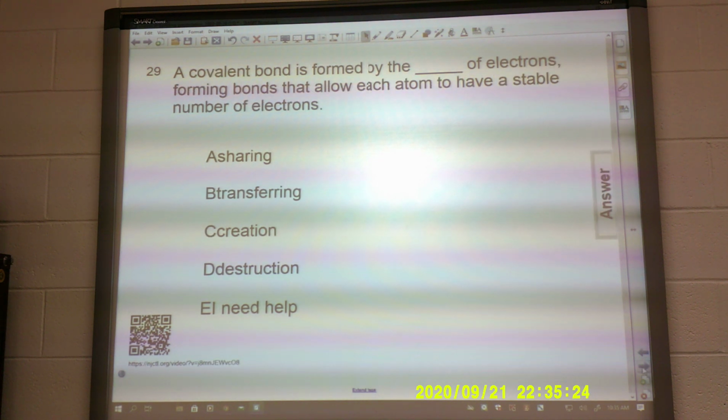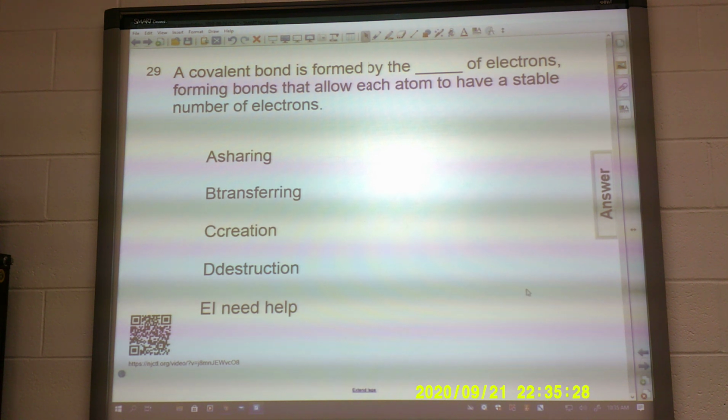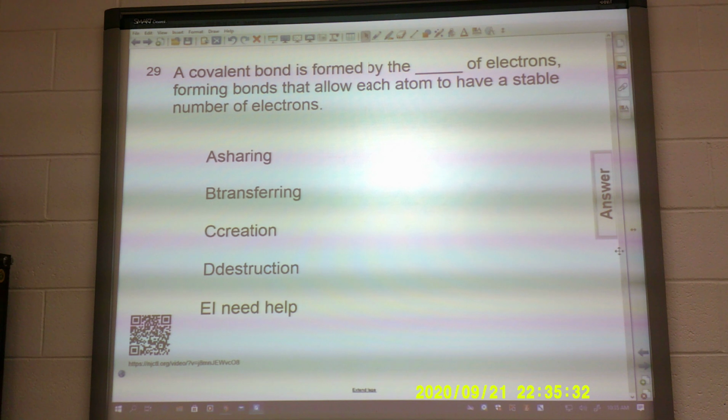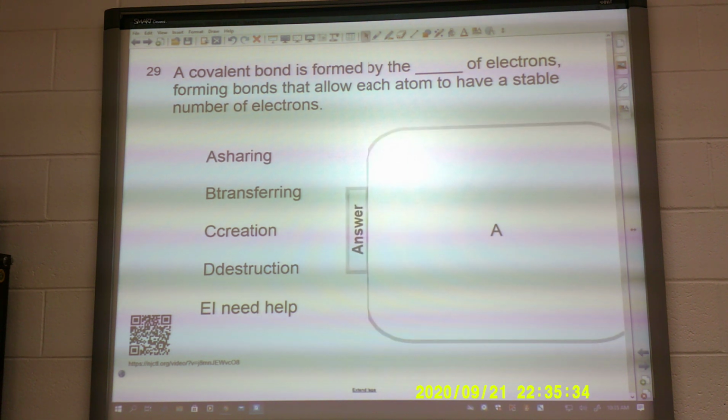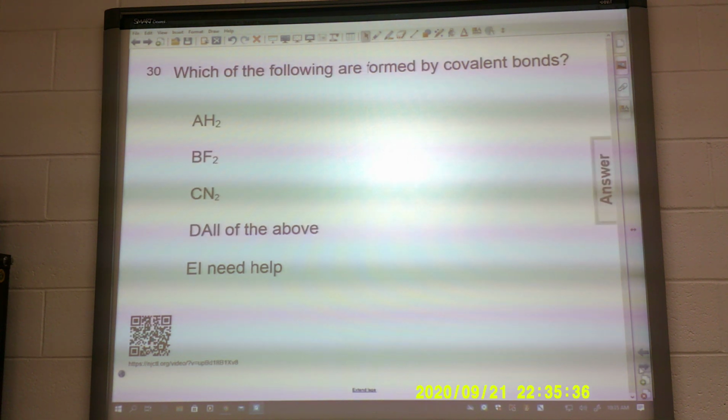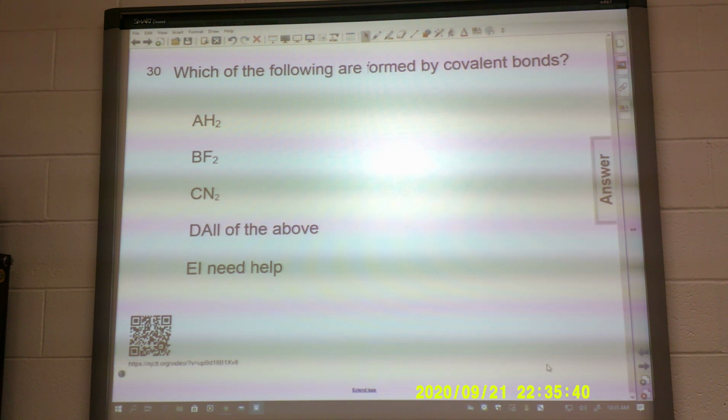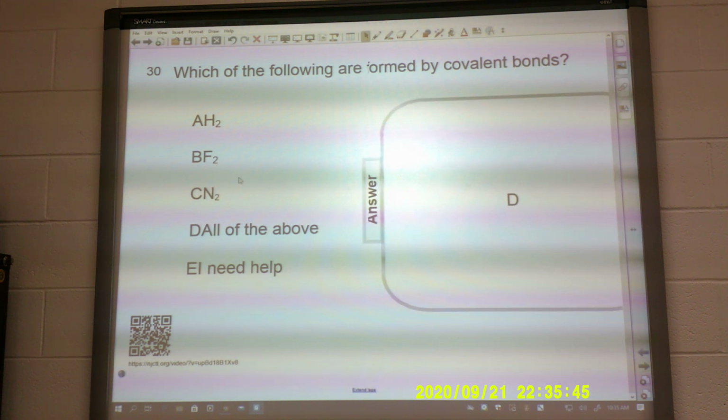A covalent bond is formed by the blank of electrons, forming bonds that allow each atom to have a stable number of electrons. Sharing, transferring, creation, or destruction. And that one is sharing. Which of the following are formed by covalent bonds? H2, F2, N2, or all of the above? And it is D. All of these are sharing electrons.